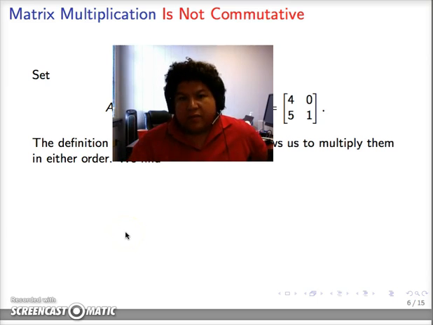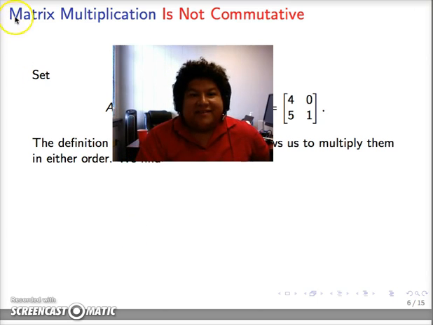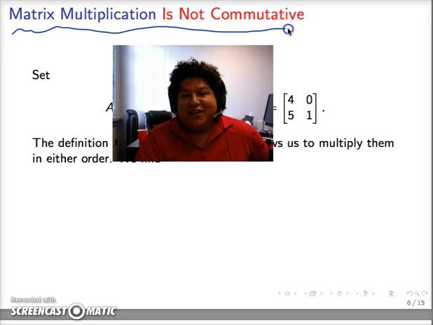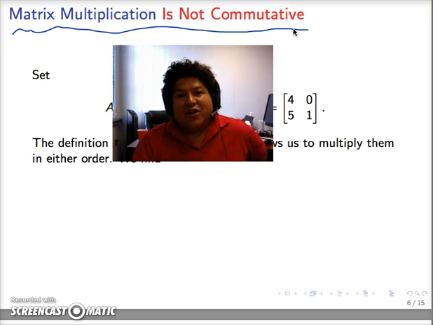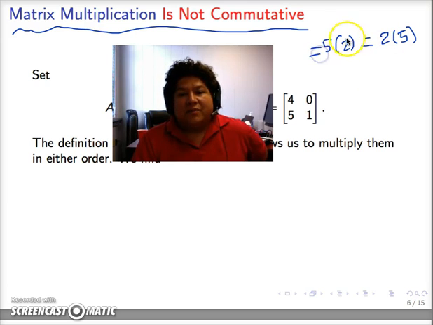Welcome to part 3 of matrix multiplication. So one thing to keep in mind is that matrix multiplication is not commutative. Unlike with scalars, say 5 times 2, that would be the same as 2 times 5. This is the property we call commutativity. It doesn't matter in which order you multiply these factors, they will be equal to the same number.